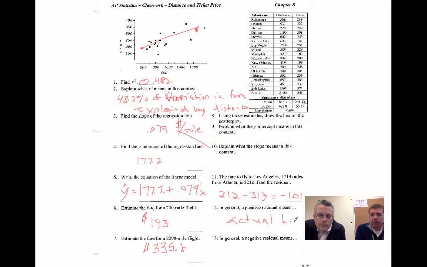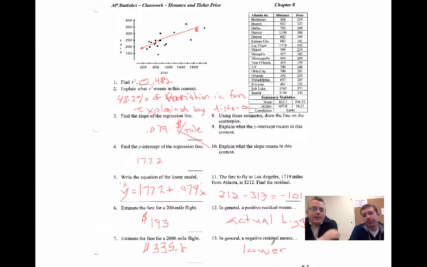Actual bigger. Okay. And then in general, a negative residual means the actual value is smaller, or lower. I'm just going to write lower just because it's going to take me forever.